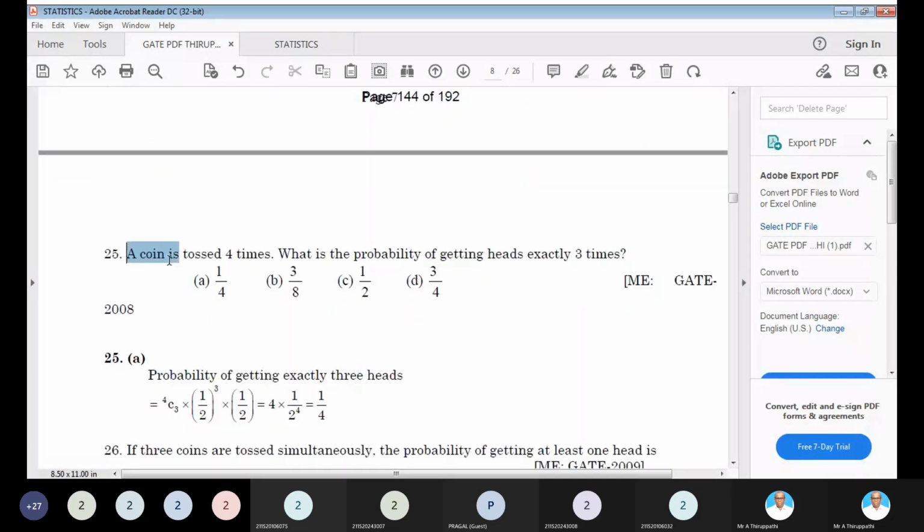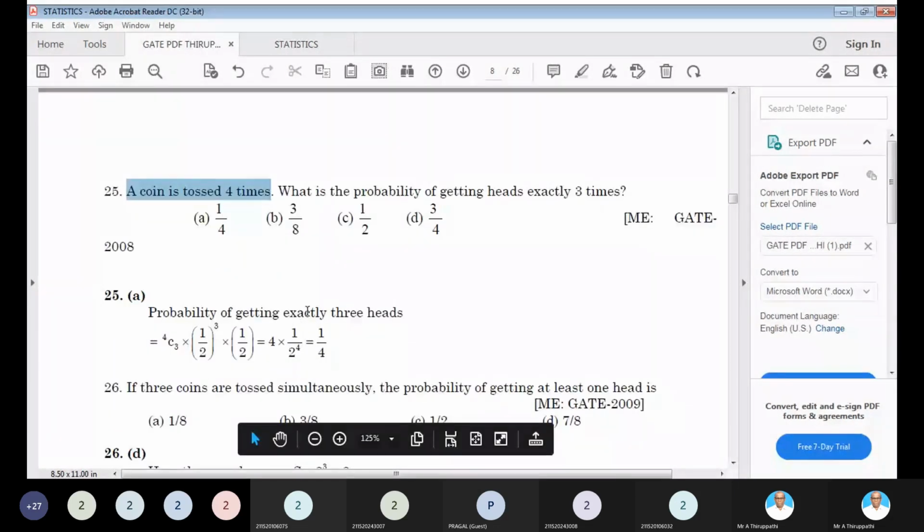A coin is tossed 4 times. What is the probability of getting head exactly 3 times? Here, you can use any one of the methods: directly write all the sample space and identify, or use the binomial distribution. 4 trials, so n is equal to 4. The probability of a head is 1 by 2, and the probability of a tail is 1 by 2.